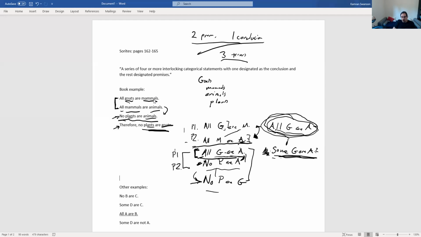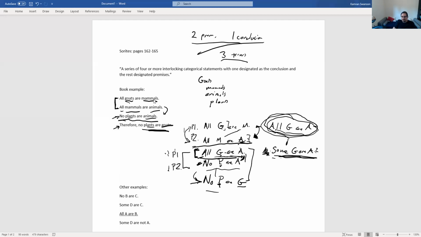We also see that the subject of the conclusion, P, our minor term, is in premise 2. So that's convenient for us. Now, unlike before, where we had to switch premise 1 and 2, these are in the correct positions. We do have a term that is in both premises. That is our middle term. G is our major term.